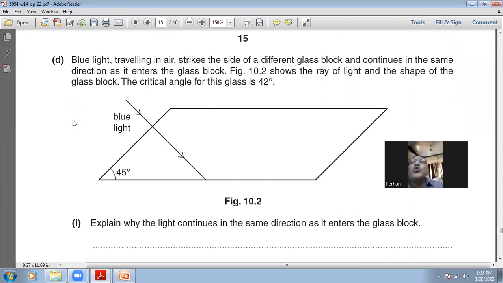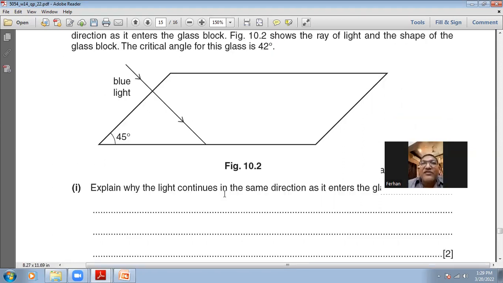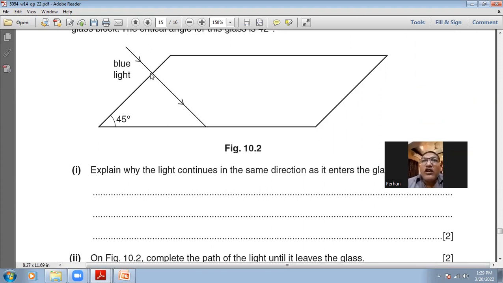He says the blue light traveling in the air strikes the side of a different glass block and continues in the same direction as it enters the glass block. Figure 10.2 shows the ray of light and the shape of the glass block. The critical angle for this glass is 42 degrees. Explain why the light continues in the same direction as it enters the glass block. So they are basically talking about this point when the light entered into the glass block.